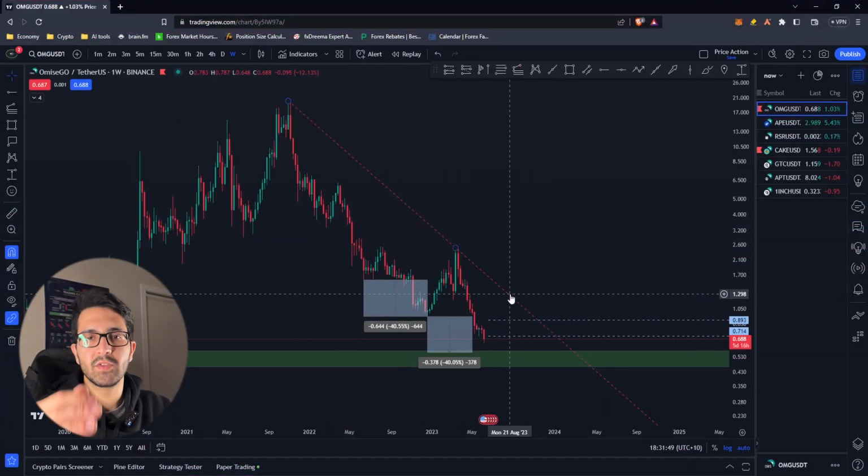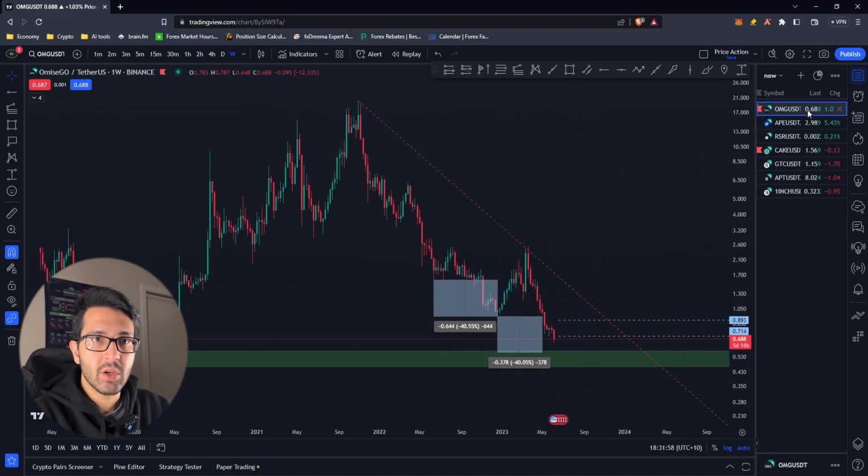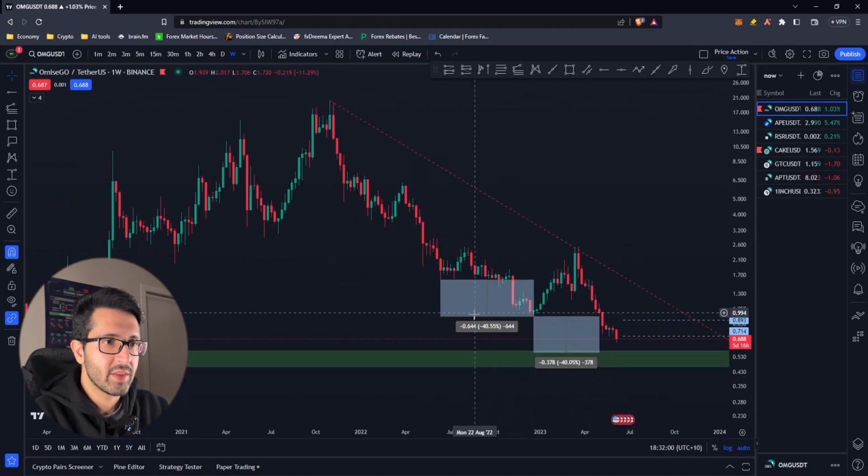Okay, now onto the list of the altcoins that I'm looking into to open a long position when Bitcoin reaches either the 22 or 24,000 demand zone. And the list starts with OMG USDT, the first one that I'm going to start with.